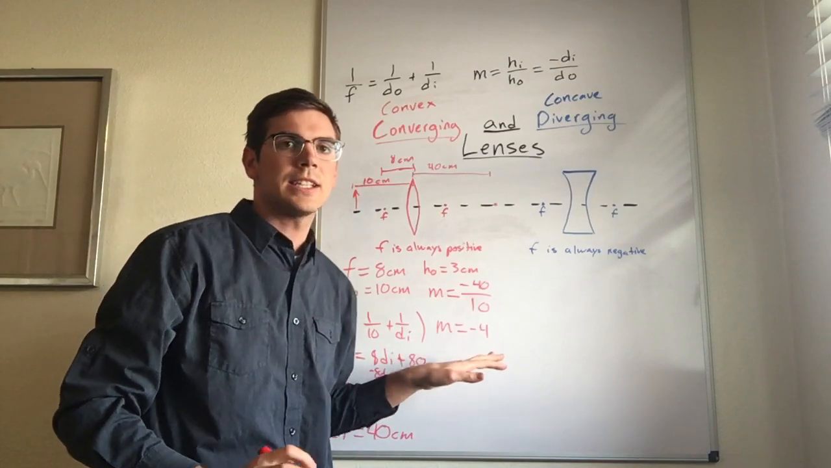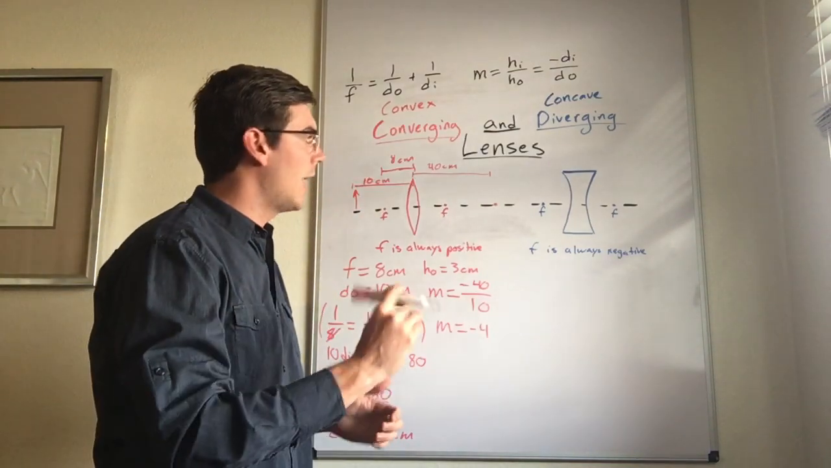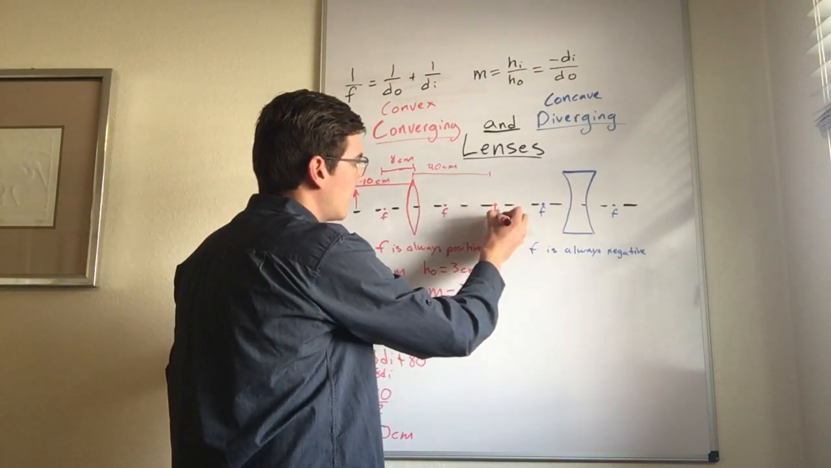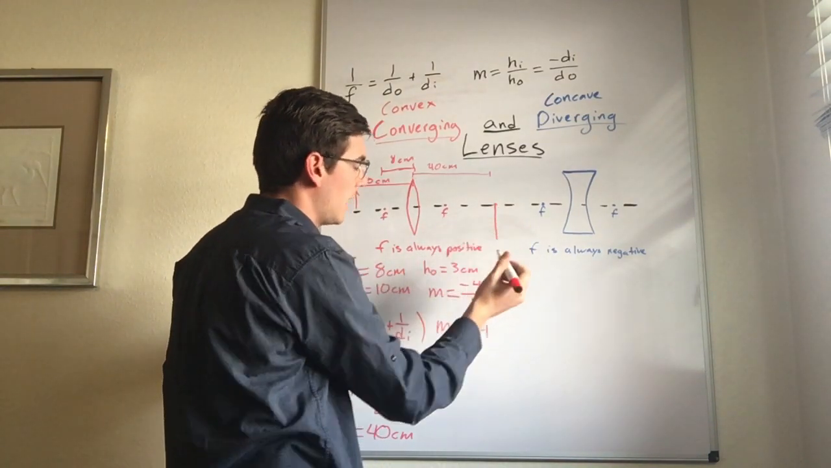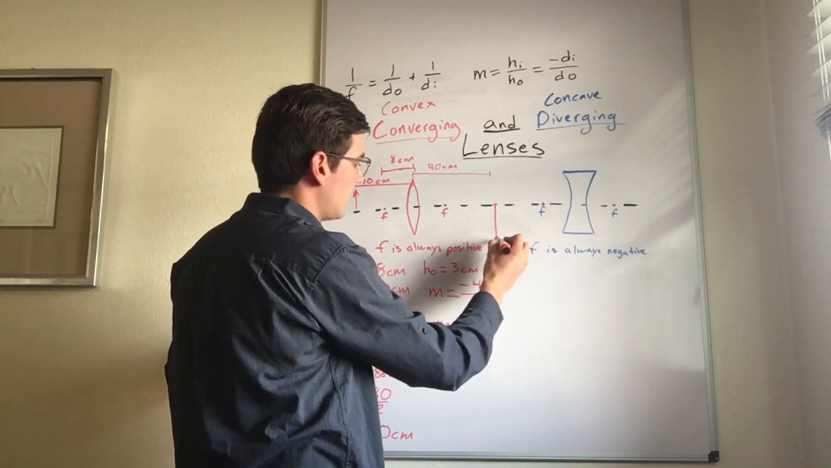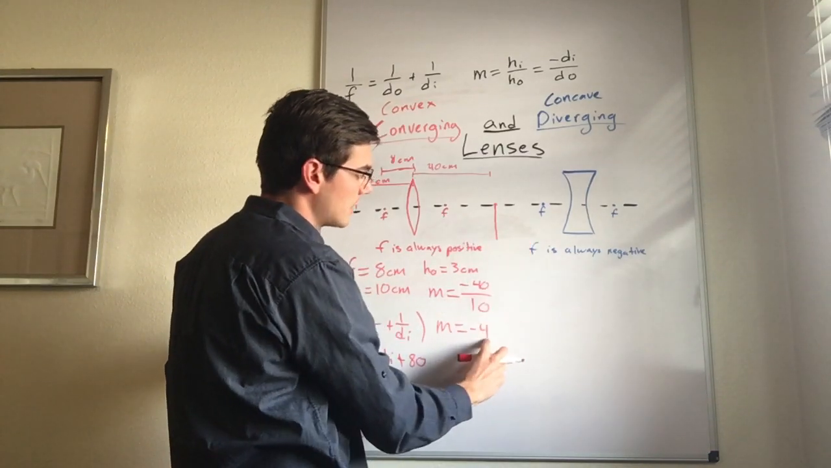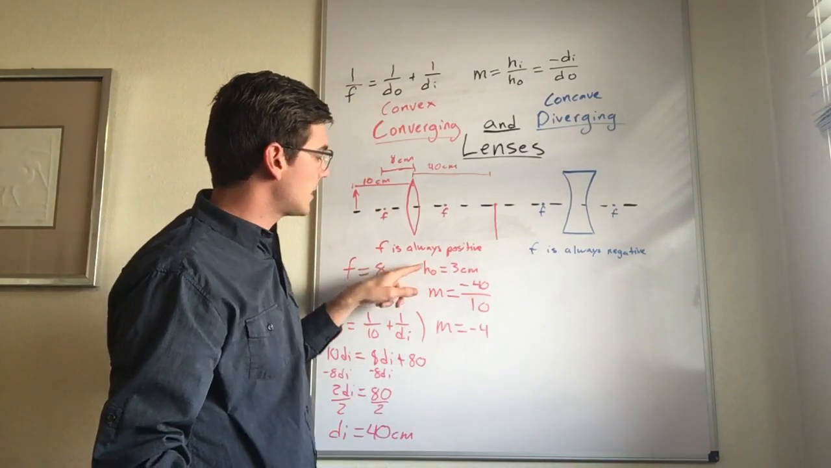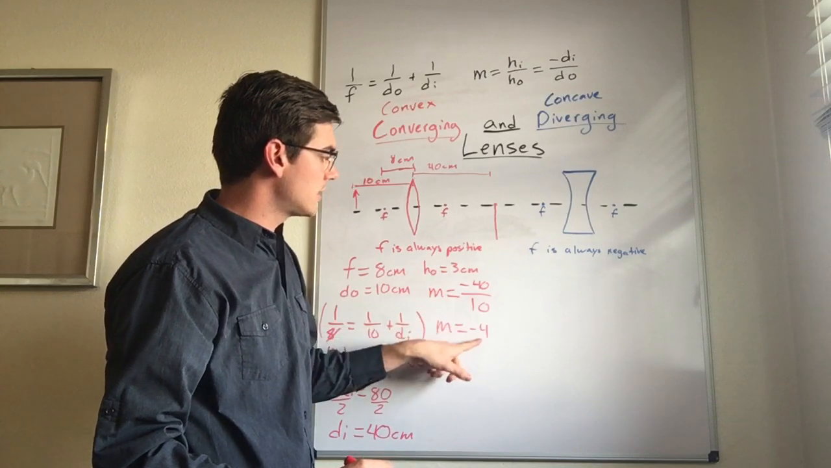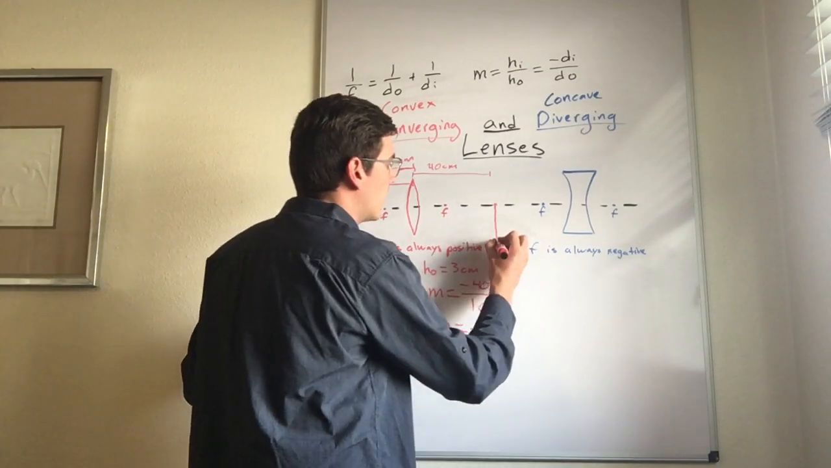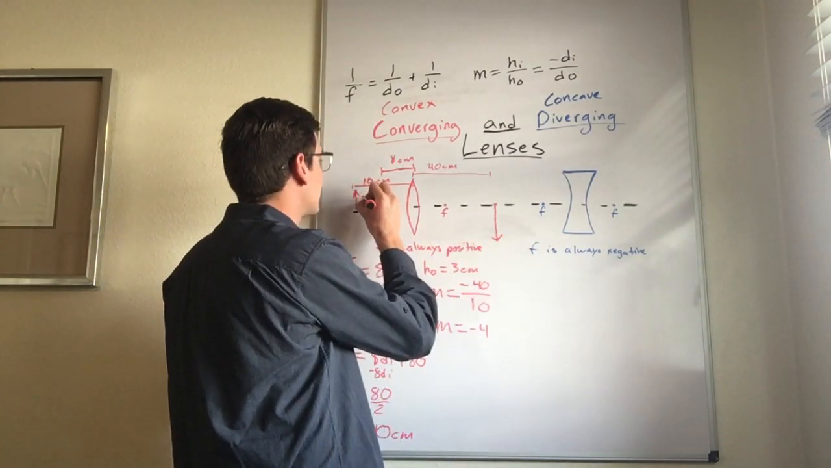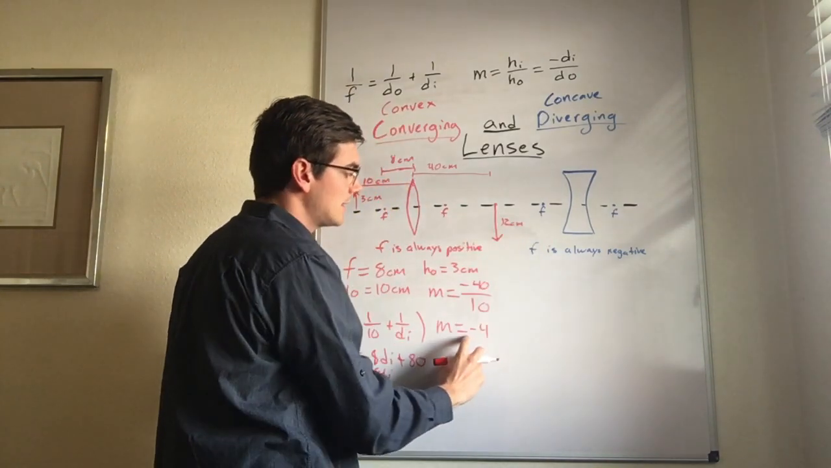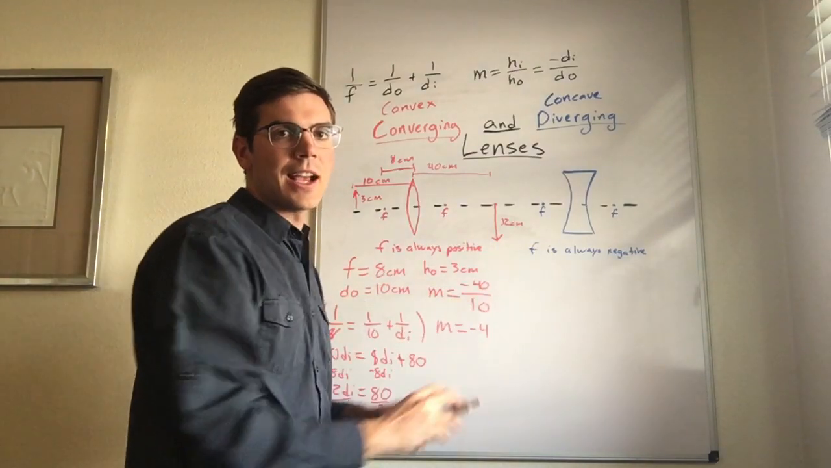If your magnification is negative, it means it's going to be upside down. It's going to be inverted. So our image right here that is being projected is going to be upside down, and it's going to be negative 4, so it's going to be 4 times bigger. Originally the height of the object is 3 centimeters, so 3 centimeters times 4 is 12. So this is 3 centimeters, and this is going to be 12 centimeters. But we have to remember that because it's negative, it's going to be down in the negative direction.